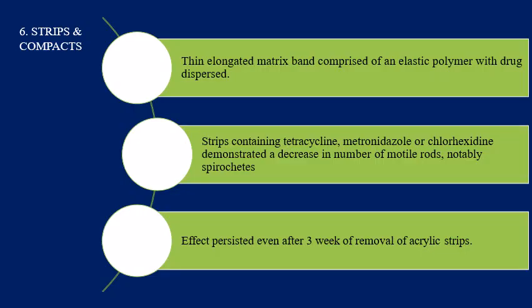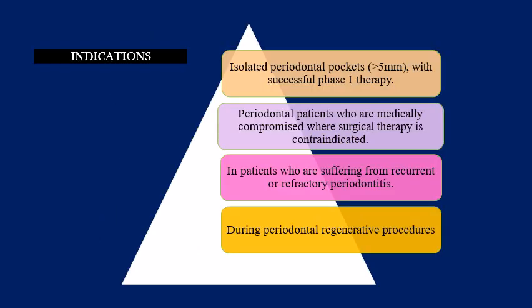Next is strips and compacts. These are thin, elongated matrix bands comprising an elastic polymer with drug dispersed. The strips containing tetracycline, metronidazole, or chlorhexidine demonstrated a decrease in number of motile rods, notably spirochetes, and their effect persisted even after 3 weeks of removal of the acrylic strips.